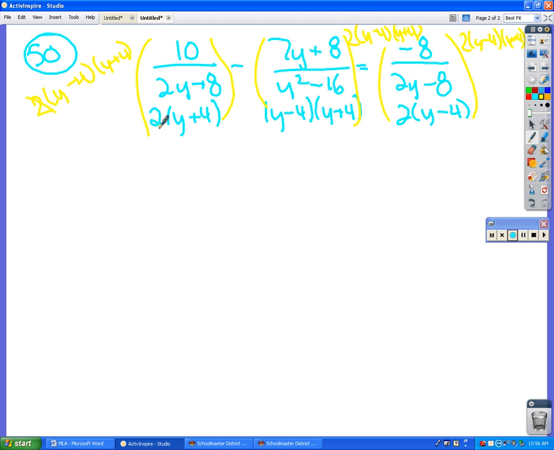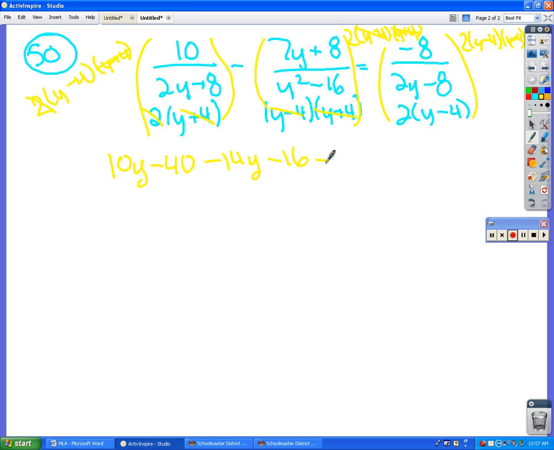this 2 cancels with that 2. This y plus 4 cancels with that y plus 4. And so when I distribute the 10, I get 10y minus 40. Muy bien. Okay, now I've got to cancel this y minus 4 with that y minus 4, that y plus 4 with that y plus 4. So that just leaves me the 2. Okay, so if I distribute that 2, I get minus 14y.